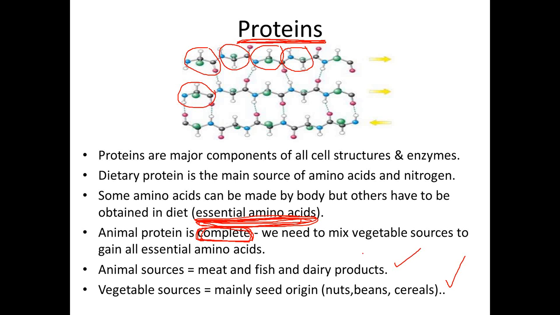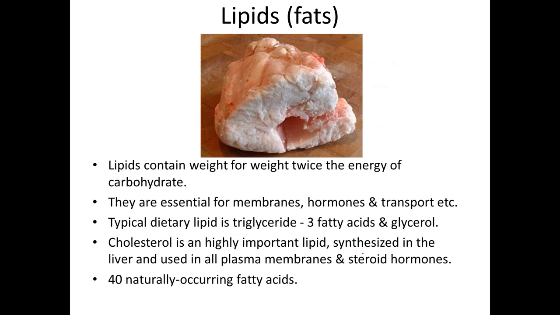Another vitally important and probably misunderstood macronutrient are the fats, or what we call lipids. Lipids are incredibly important in the body. They are a very, very valuable energy store, and animals have evolved to store lipids for that purpose, to be able to build reserves of energy for lean periods.